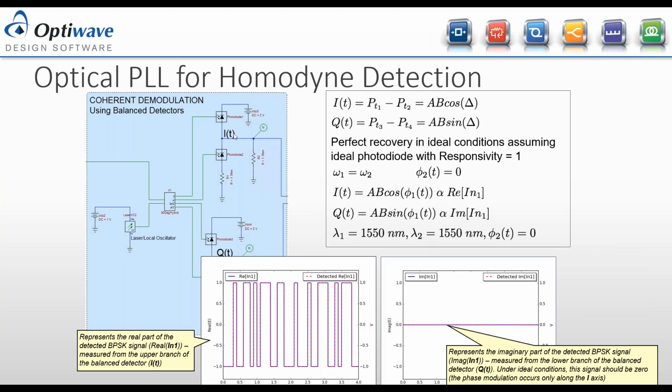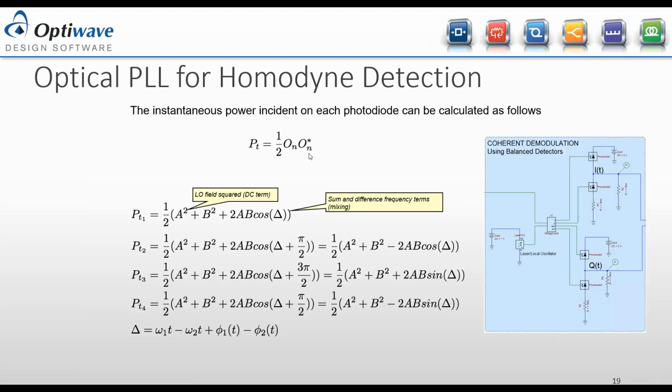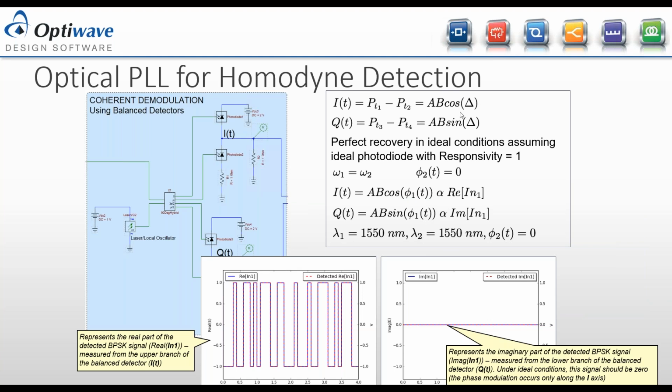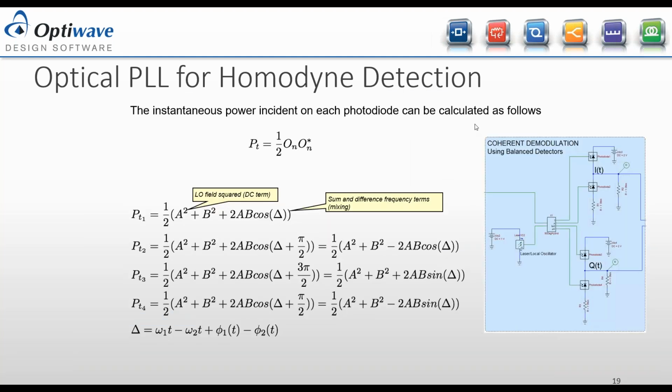Now, once these signals are combined in the balanced photodiodes, we're subtracting them from each other, and you only end up with these sine and cosine terms, and then you also have a term describing how the sine and cosine changes over time. It's given by this equation, where omega 1 and omega 2 are the frequencies of the local oscillator and the input signal, and the phase offsets of the local oscillator and the input signal.